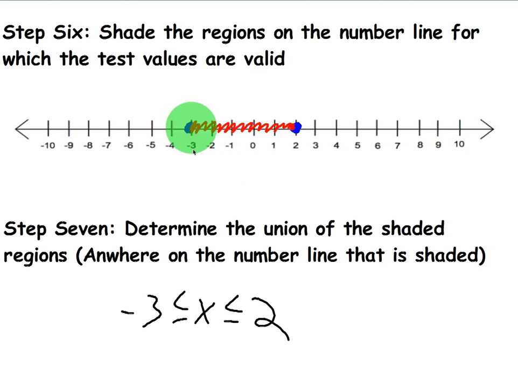Now, because they were solid points, that's going to influence our final answer. It's not just everything between -3 and 2, but because of those bars, the way you would read your answer is -3 is less than or equal to x is less than or equal to 2. That's your final step. You're determining the union of shaded regions, anywhere on the number line that is shaded. Okay, so it's a combination of everything. In this case, it's just one shaded region.